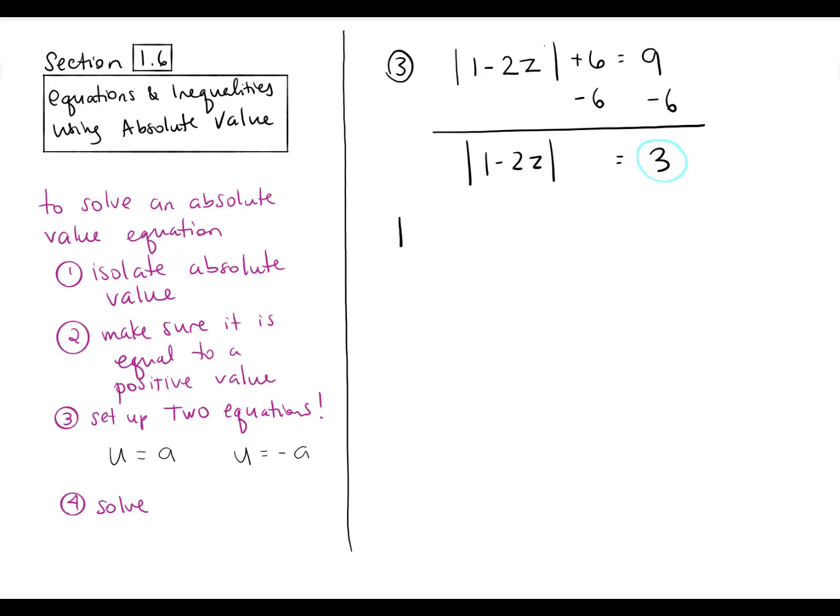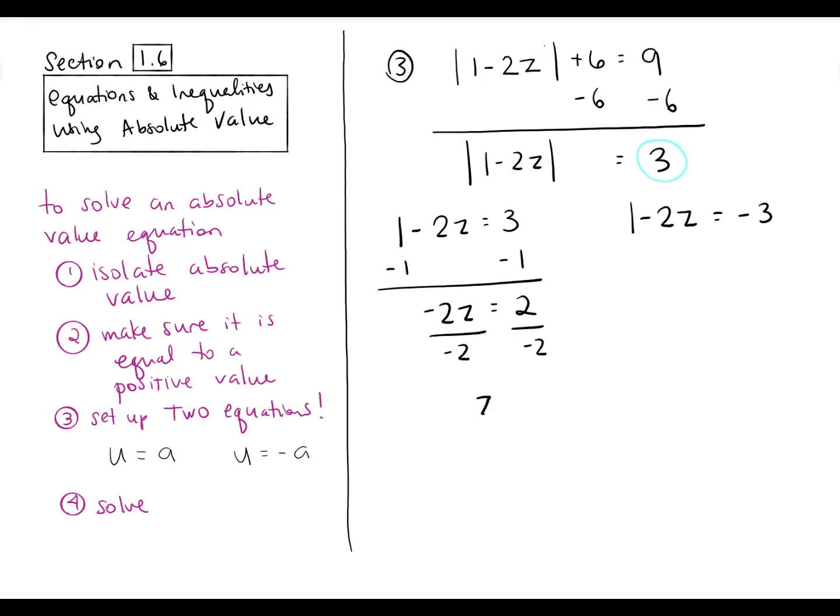Those separate equations are going to be 1 minus 2z is equal to 3, and then the exact same thing, 1 minus 2z is equal to negative 3. And then I'm going to solve each of these individually. So I'm going to subtract 1 from both sides, get negative 2z is equal to positive 2, divide both sides by negative 2, and I get z is equal to negative 1. I'm going to do the same thing over here, and get negative 2z is equal to negative 4, divide both sides by negative 2, and I get z is equal to positive 2.